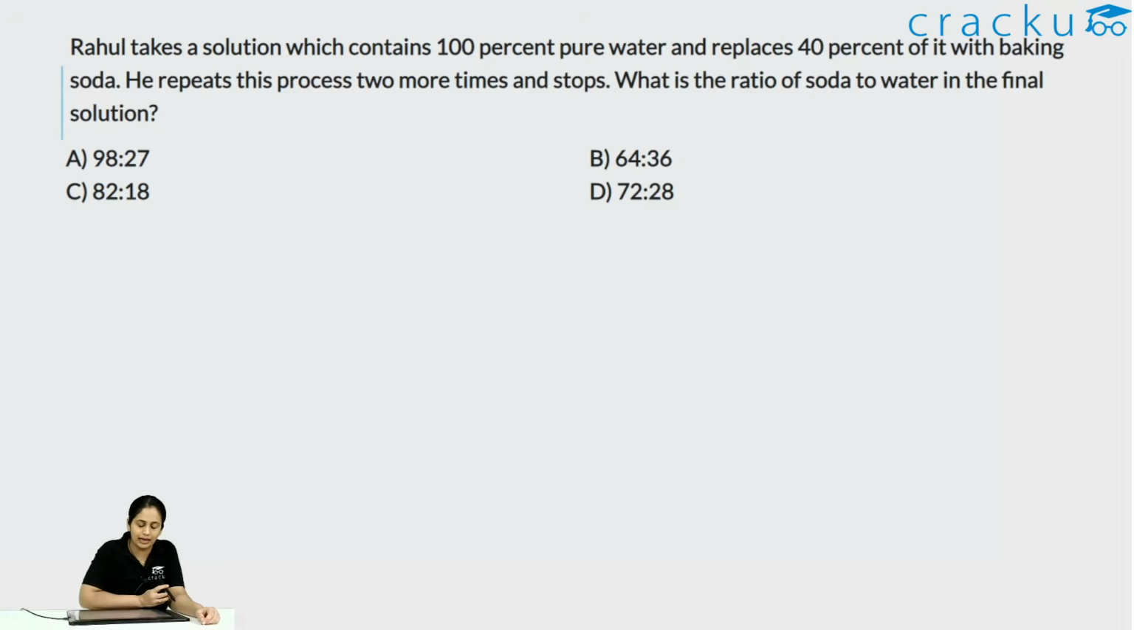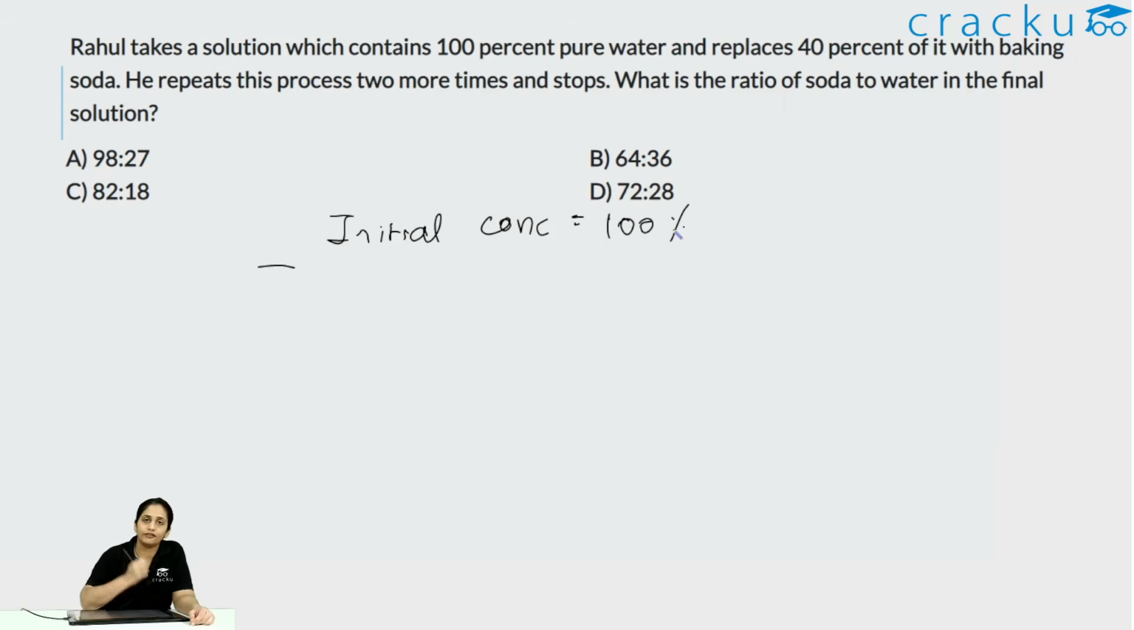Consider the question as shown. Rahul takes a solution which contains 100% pure water and replaces 40% of it with baking soda. He repeats this process 2 more times and stops. What is the ratio of soda to water in the final solution? So you have 100% pure water. So the initial concentration is how much? Initial concentration is 100%.